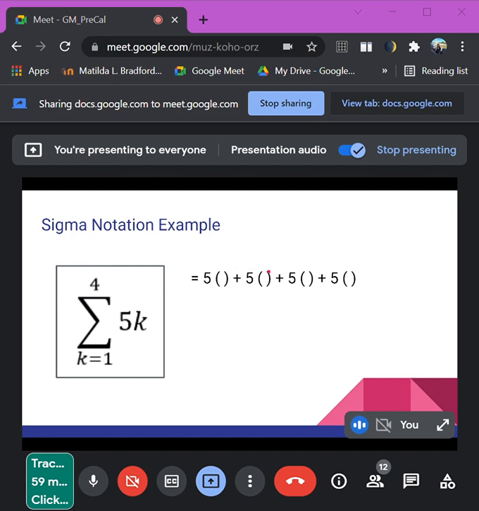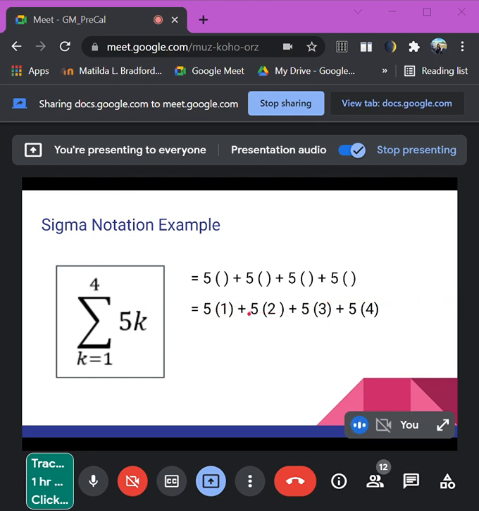What you will do is, we have four terms: 1, 2, 3, 4. That is the end of your limit. And then what you put in your blanks is the consecutive numbers until 4. So you have there 1, 2, 3, and 4, because it is from 1 to 4, class. So you substitute for every k.